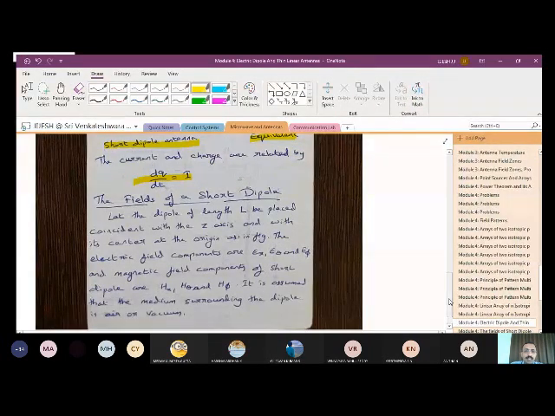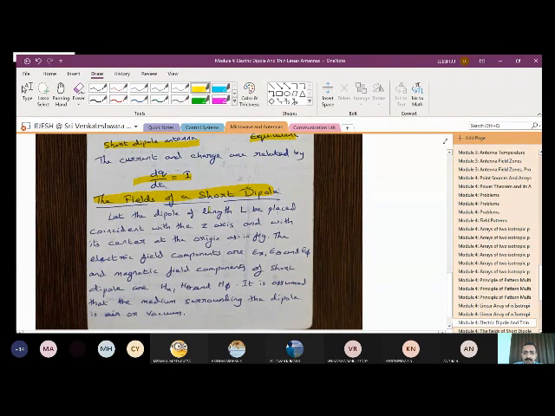Now the fields of a short dipole. We are going to see here the electric field and magnetic field of a short dipole. We have already understood what we mean by a short dipole. The main conditions to classify the dipole as short are that L has to be less than lambda, and the diameter has to be less than L. You can also note the equation dq by dt equal to I.